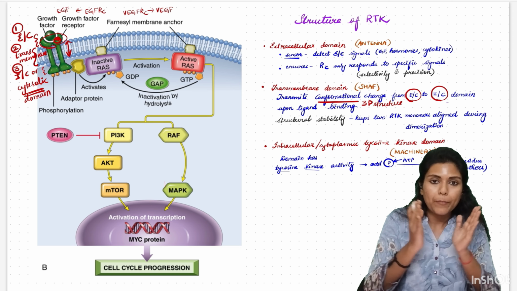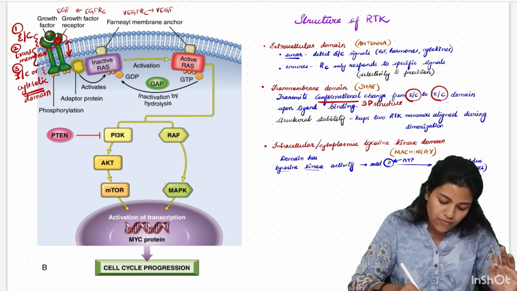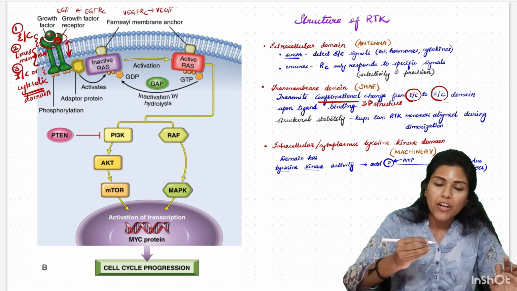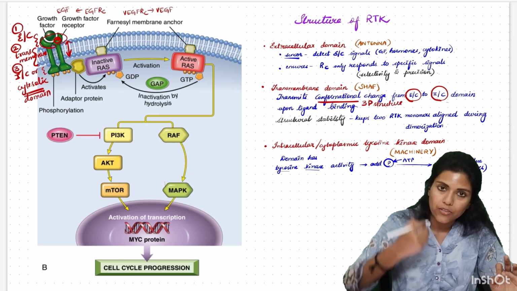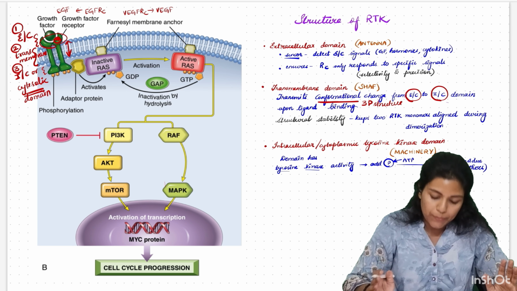That means they are parallel to each other because of this long transmembrane shaft. This is the function of a transmembrane domain. It will first of all transmit the signal from extracellular to the intracellular, and also keep the two monomers aligned during dimerization.